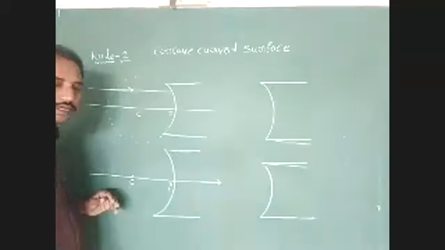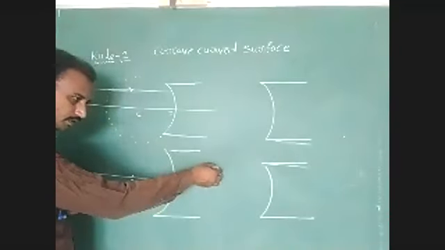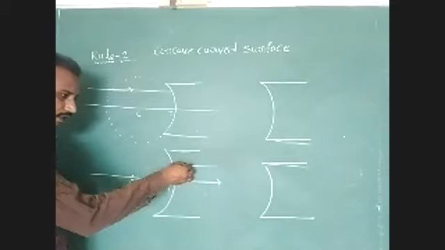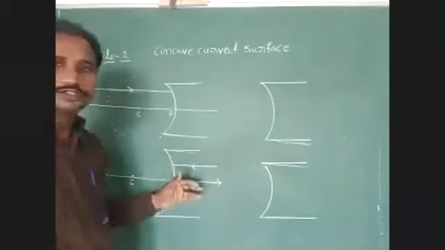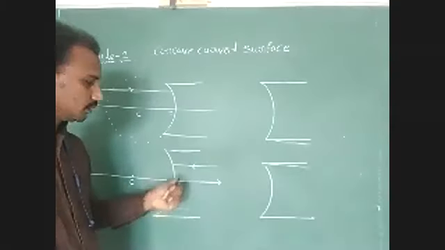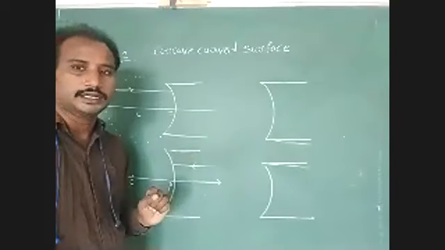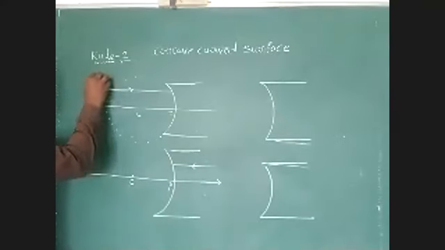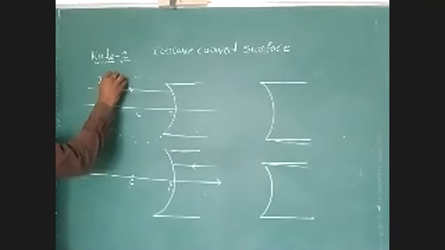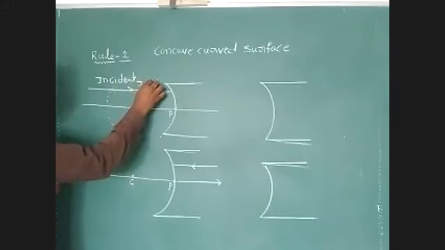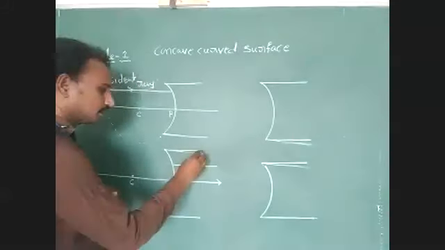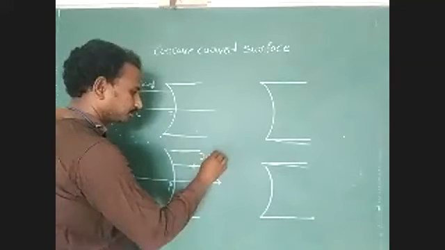Next, consider the direction of the incident ray. The direction of the incident ray is from the denser optical medium to the rarer optical medium. Which medium? Denser to rarer optical medium direction. We consider that as the incident ray. It represents the incident ray.